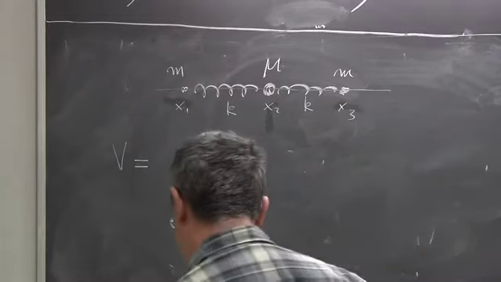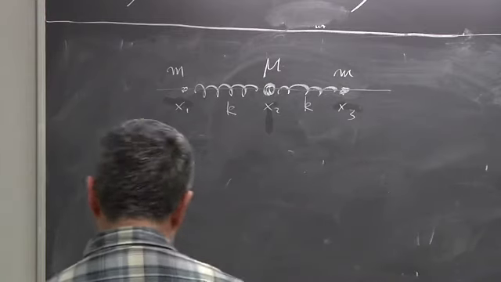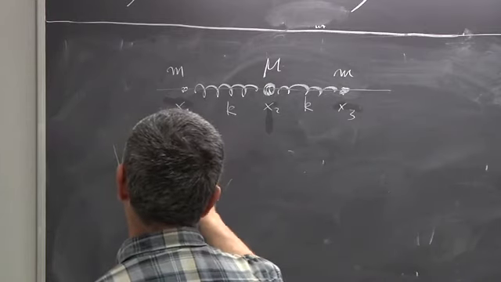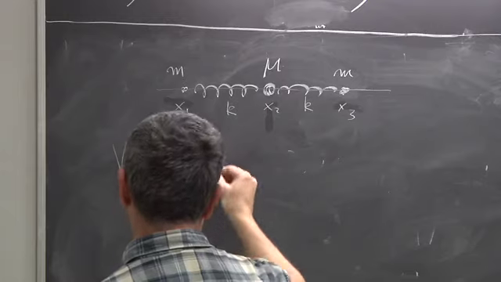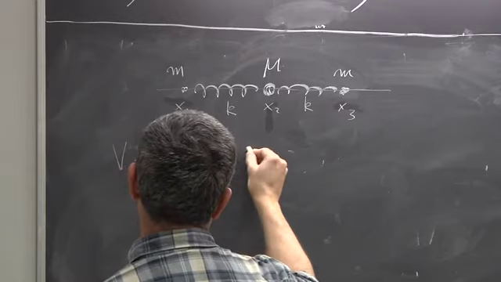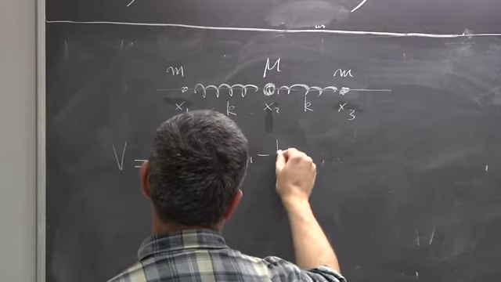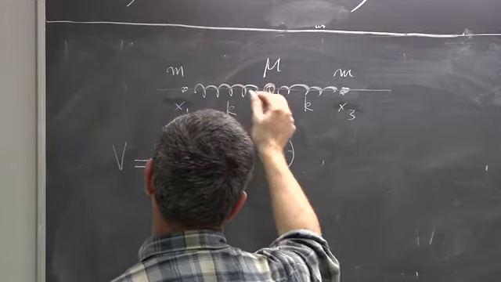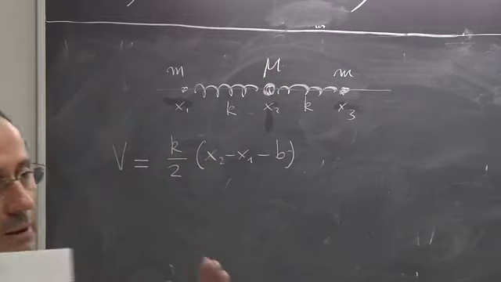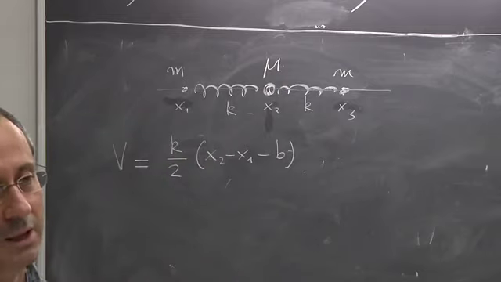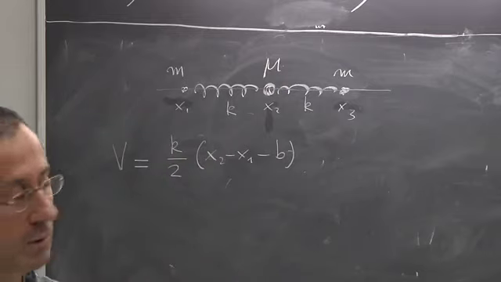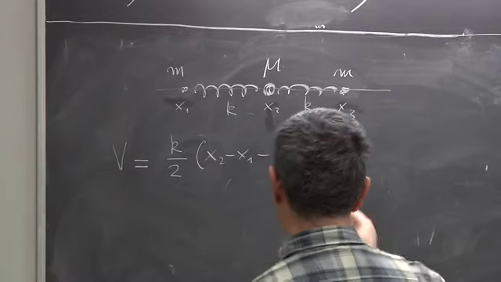So then, under this assumption, you see that I have a potential that is just the x2 minus x1. Maybe I put here also this rest position. So B is the distance at rest, at the minimum, right? And then x1, x2 there, and it's square.